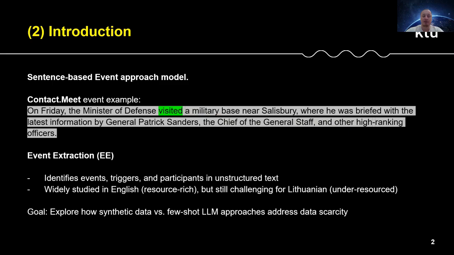For resource-rich languages like English, event extraction is widely studied. There are many different gold corpora created, and different models and approaches as well. But for languages like Lithuanian and other under-resourced languages, this topic is often not researched at all. The main point of this research is to analyze and present the best possibilities for automatic event extraction in under-resourced Lithuanian and explore how two event extraction approaches address data scarcity.